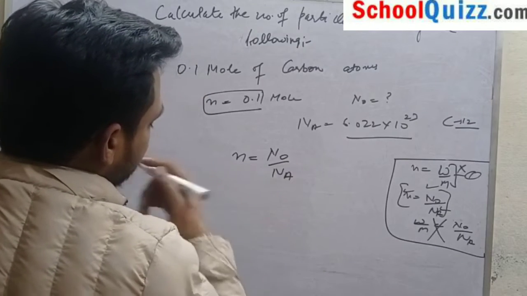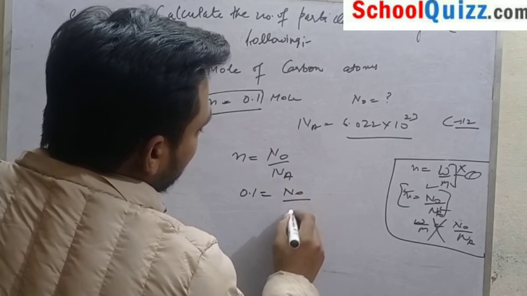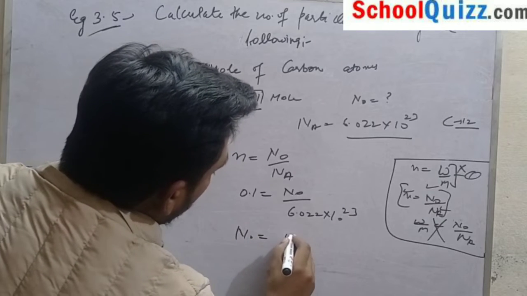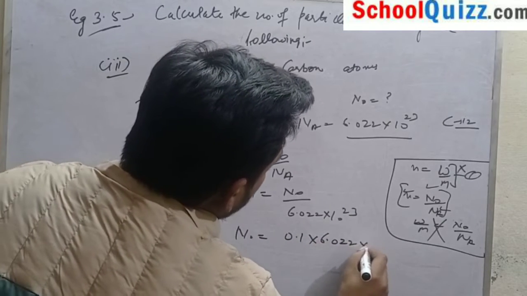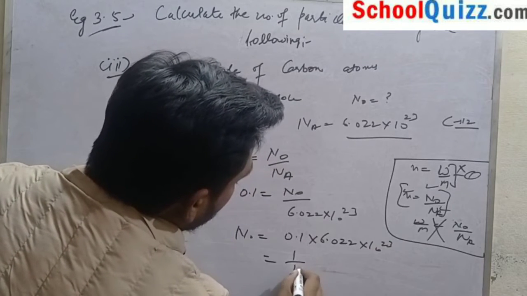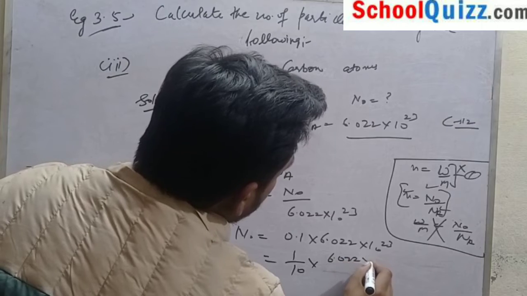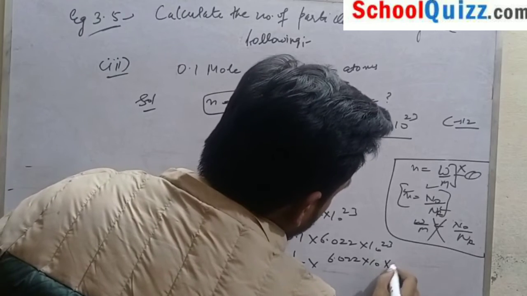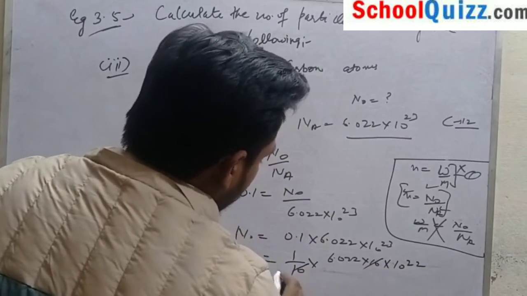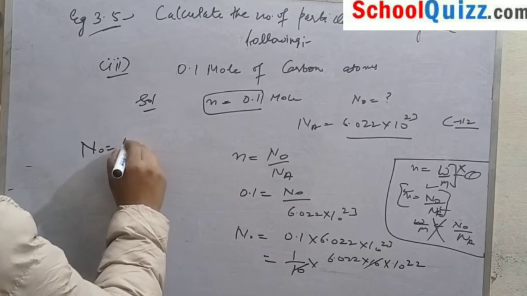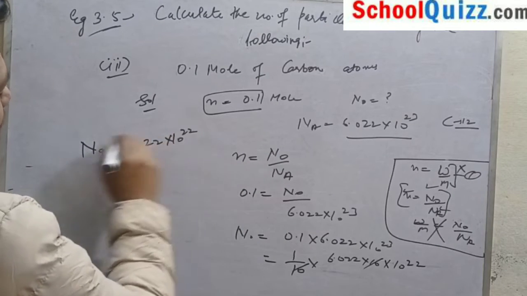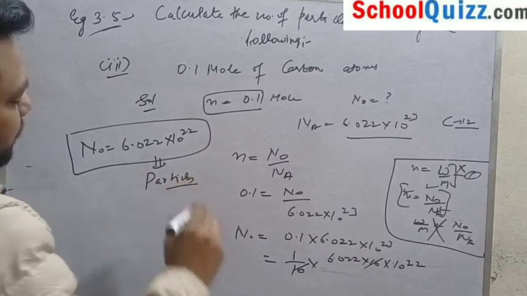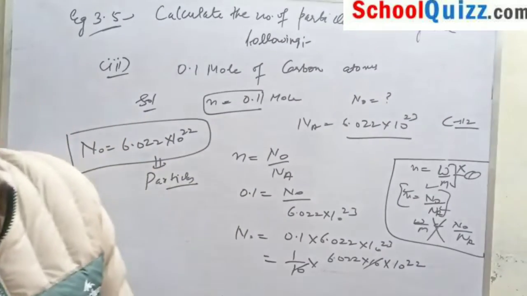So n is 0.1, n naught is what we find, and na is 6.022 into 10 is power 23. So n naught will be equal to 0.1 into 6.022 into 10 is power 23. So it will be like 1 by 10 into 6.022 into 10 is power 23. We can write it as 10 into 10 is power 22, so 10 will cancel out. And so n naught comes out to be 6.022 into 10 is power 22 particles.